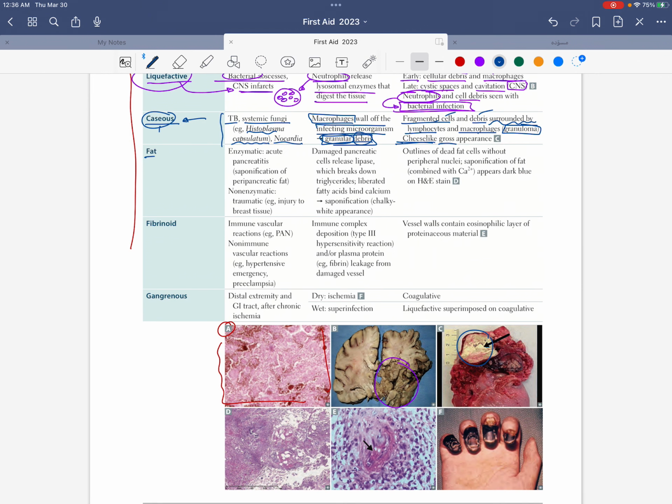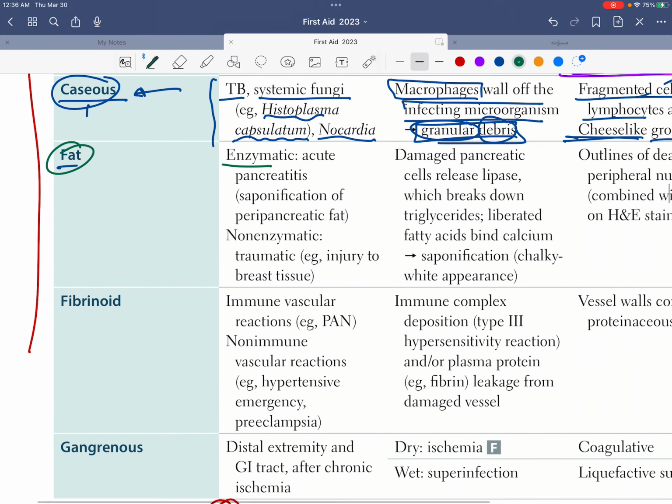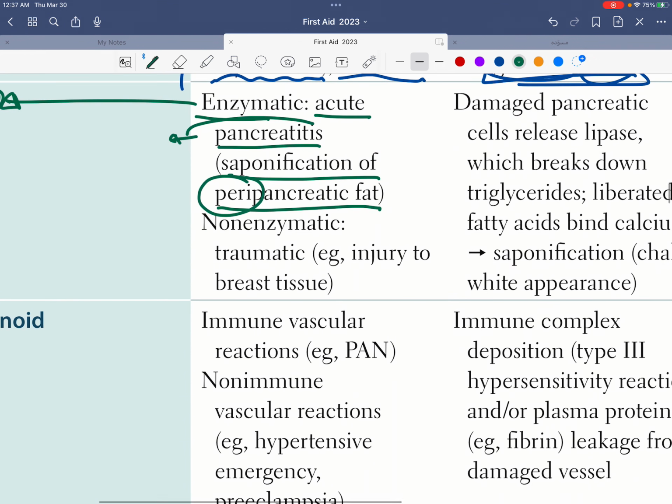For fat necrosis, it's enzymatic. Fat necrosis basically happens due to enzymes overreacting. Just like in acute pancreatitis, we know that the pancreas has so many enzymes. So in acute pancreatitis, of course, the region will be enzymatic. That's why it looks fatty. So there's saponification of peripancreatic tissue. It's not just within the pancreas, it's surrounding the pancreas.